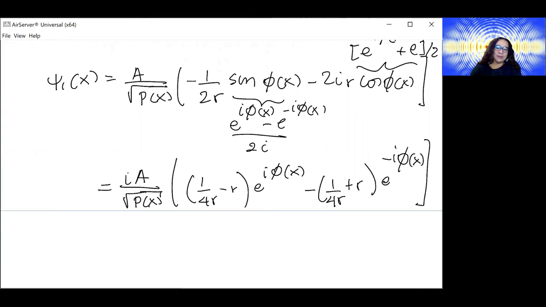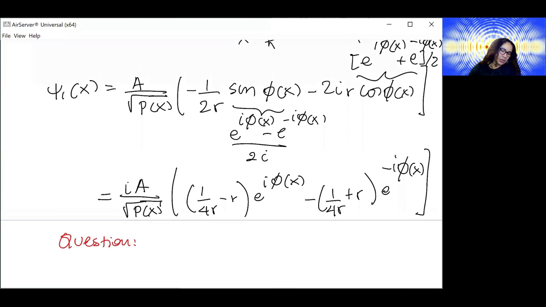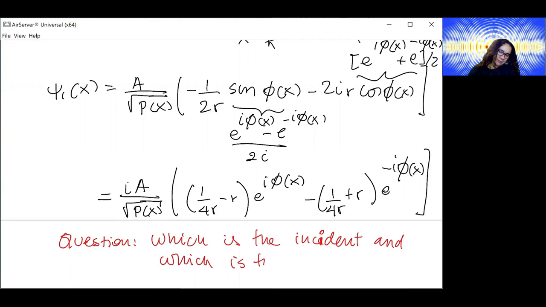I'll pose these questions here. Which is the incident and which is the reflected wave?